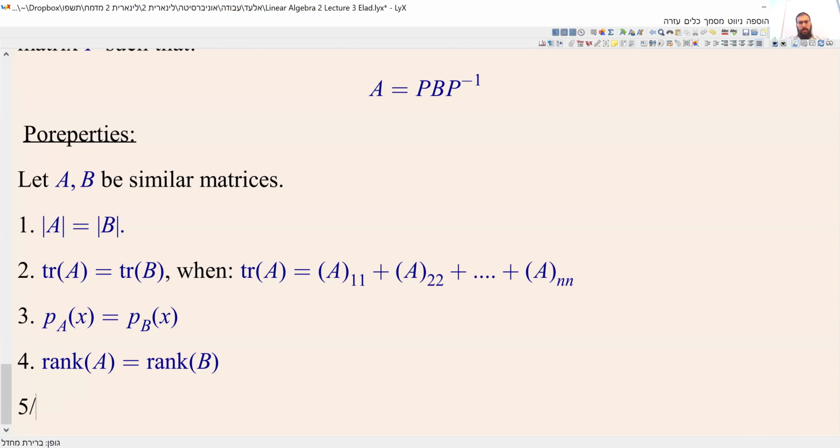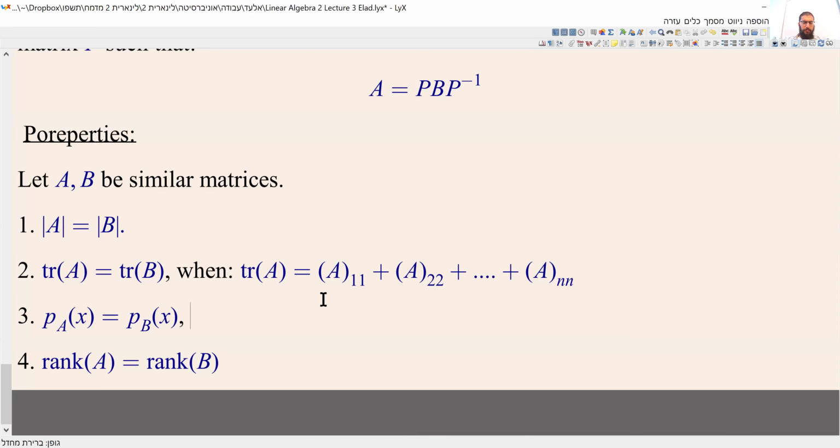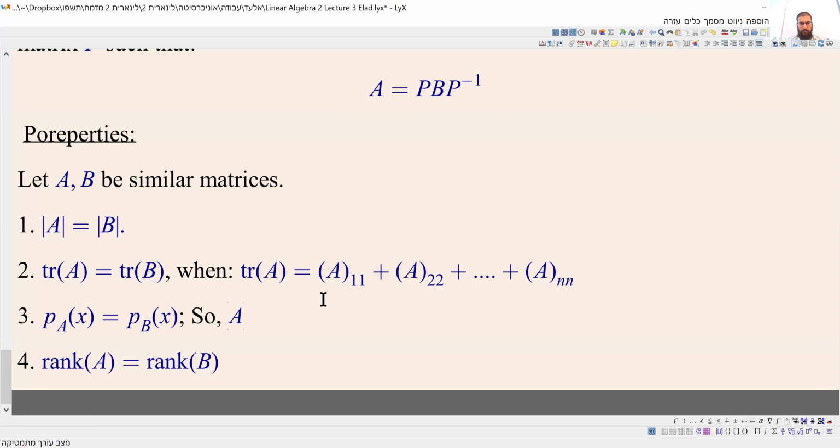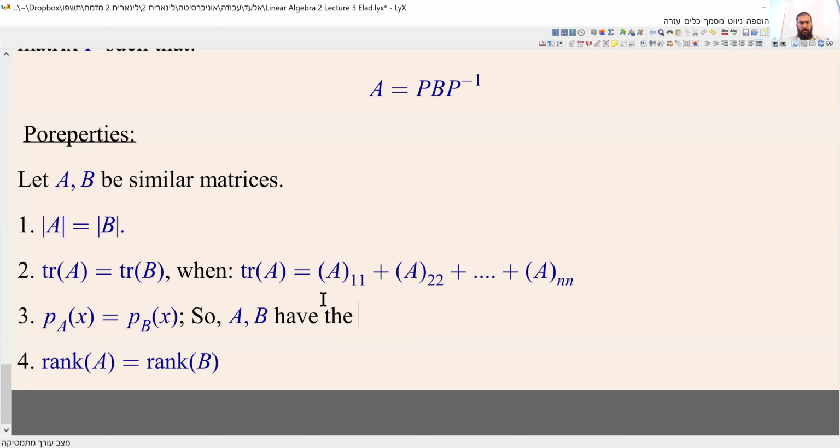What else can I write here? Okay, it's clear from three. So A and B have the same eigenvalues. I'm not saying anything about the eigenvectors, which are defined by the equation Av = λv and Bv = λv. A and B are different, they're similar, not equal. They can have different eigenvectors, but the eigenvalues are the same.